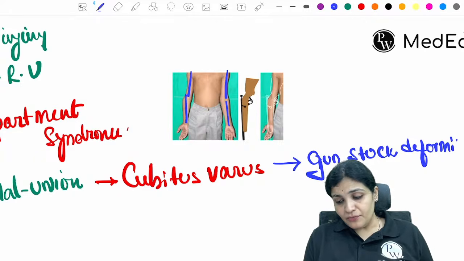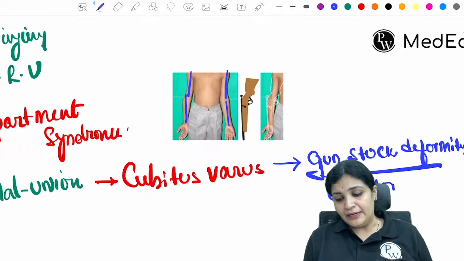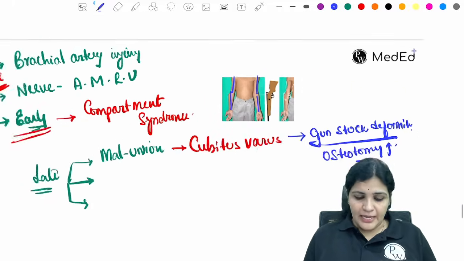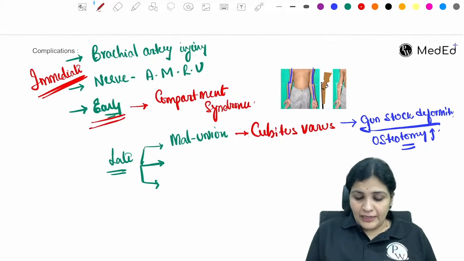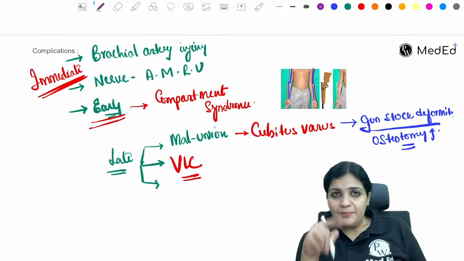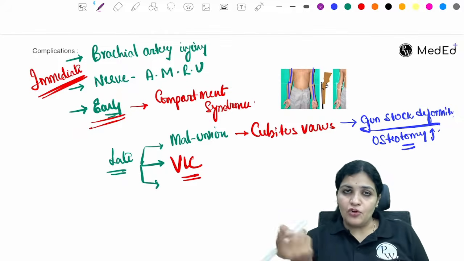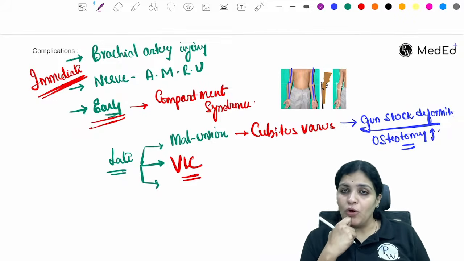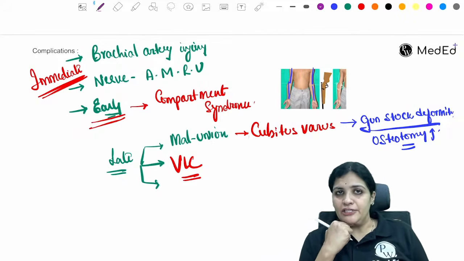So the treatment of any malunion is osteotomy. You have to cut the bone and align it again. So you will do osteotomy for your gunstock deformity. And then one more important late complication is VIC. We have discussed it in detail. Whenever there is a brachial artery injury or the compartment syndrome, the late complication it can result in is your VIC, that is Volkmann's ischemic contracture.